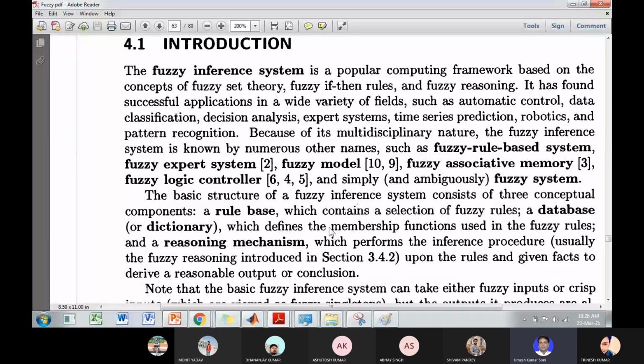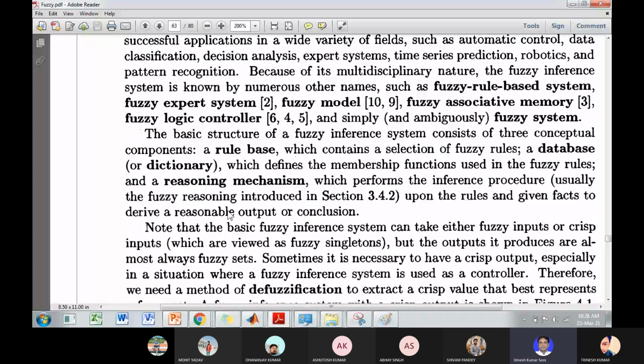So actually I have told you previously how the fuzzy inference system contains the different inputs and outputs. Here the three important components of the fuzzy inference system are the rule base, database, and knowledge base.